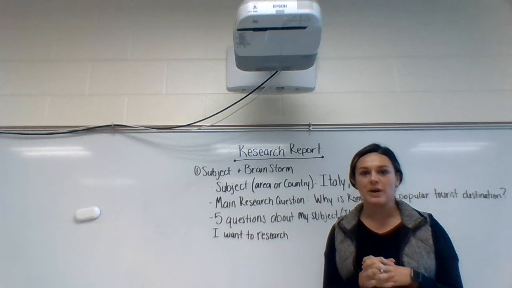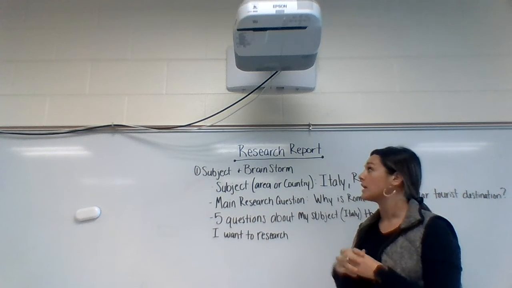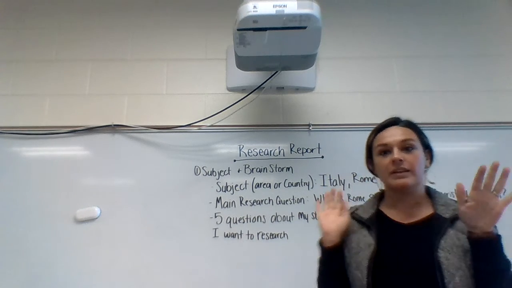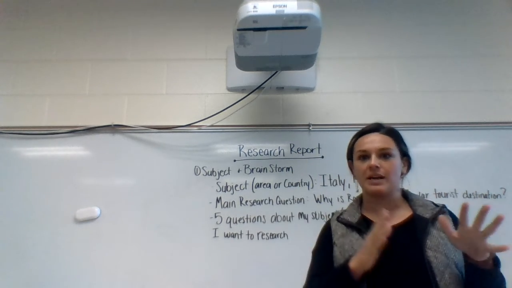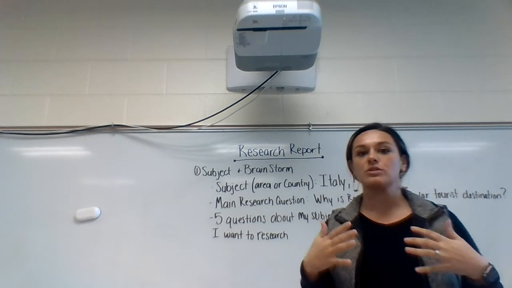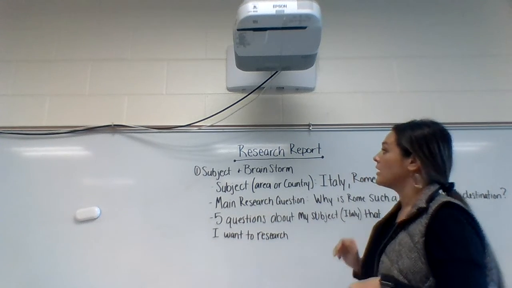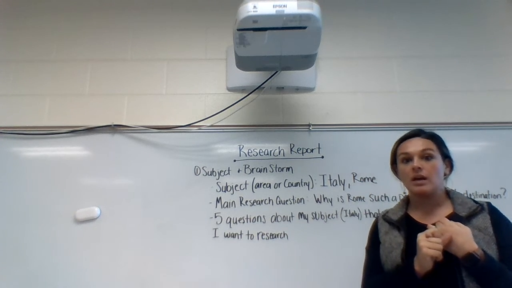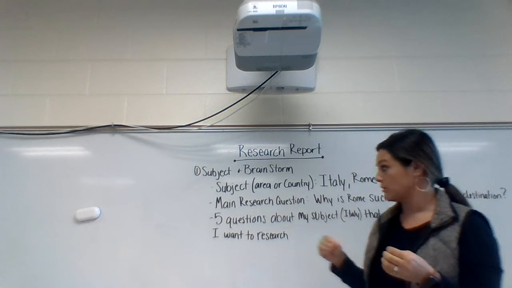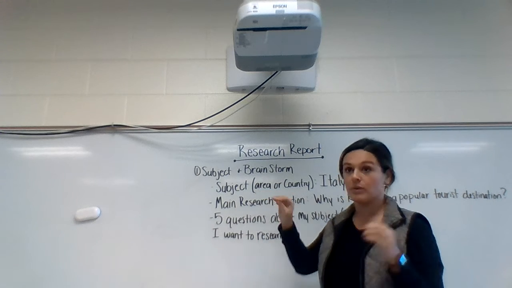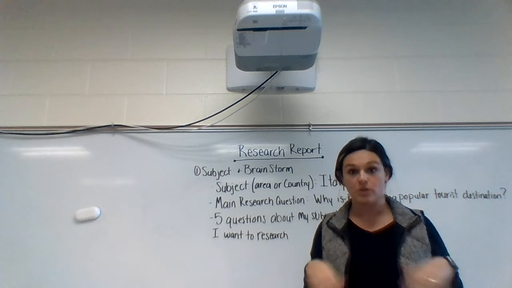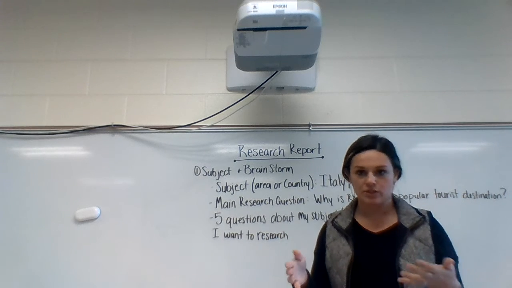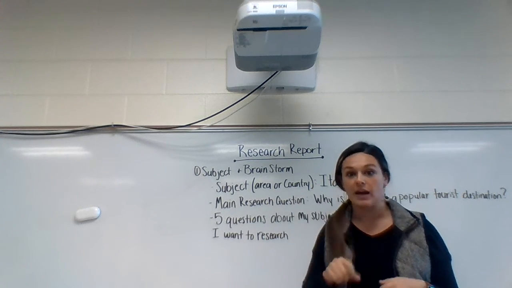Hey guys, so our writing for Unit 7 is a research report. Luckily, in the whole unit, this is broken down into a lot of different steps. So, this is your first step. You have to come up with a subject and brainstorm. For this unit, your subject has to be a country or area. And if you want to research a country that's not listed, that's perfectly fine.